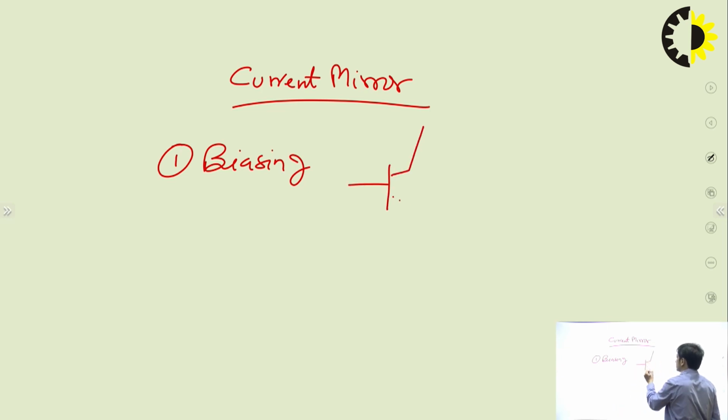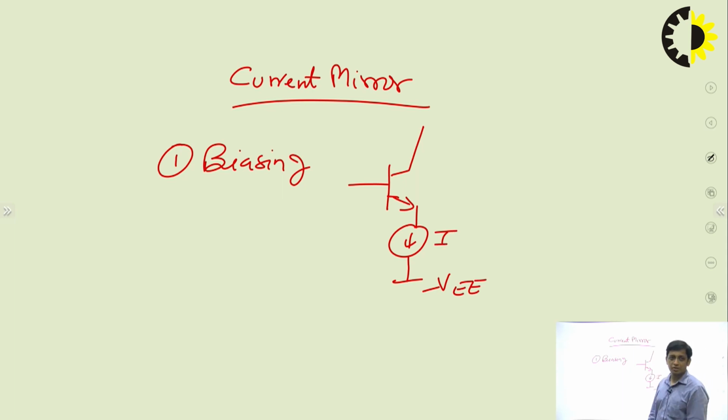There is one biasing technique called biasing using constant current source. In that biasing technique, we connect a current source I, with the negative supply minus VEE, at the emitter of the BJT, and in a similar way at the source of the MOSFET. This current source is basically the current mirror. In short, we mention current mirror as CM. This current source is basically the current mirror. So the first application of current mirror is that it can be used in biasing.